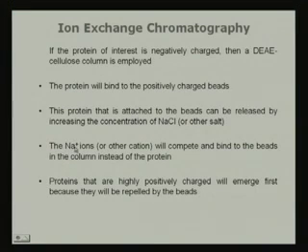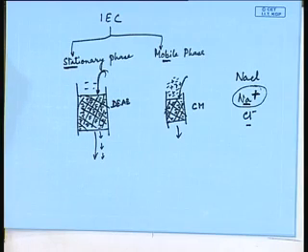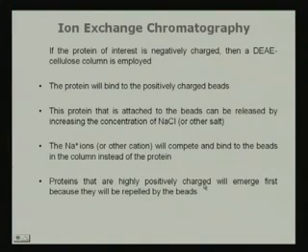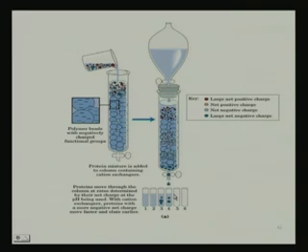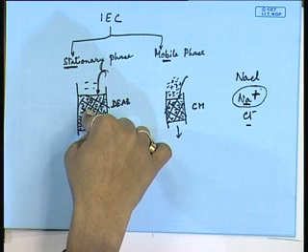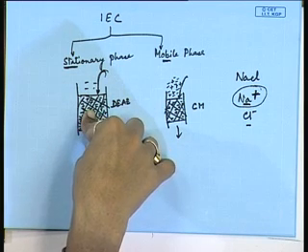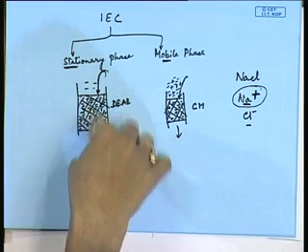The Na plus ion or other cation will compete and bind to the beads in the column instead of the protein, as I have already mentioned. Proteins that are highly positively charged will emerge first because they will be repelled by the beads. So, in this way, the elution of the targeted protein is taking place.